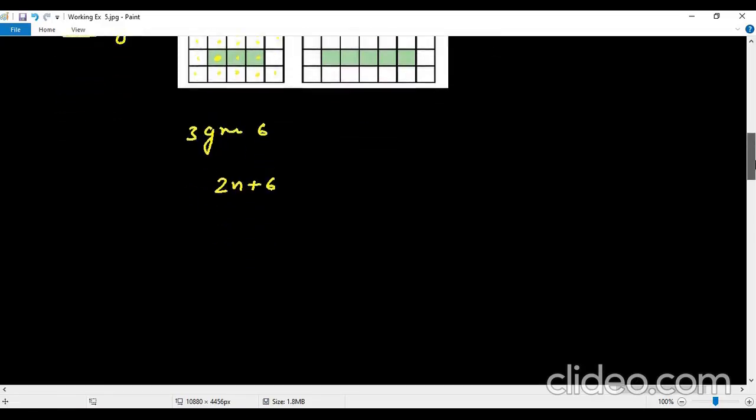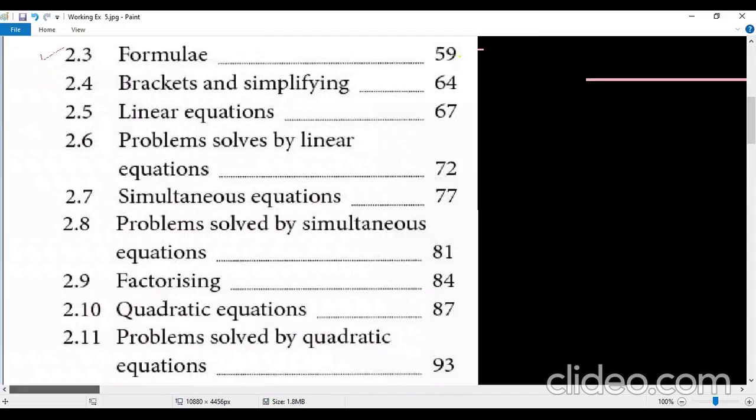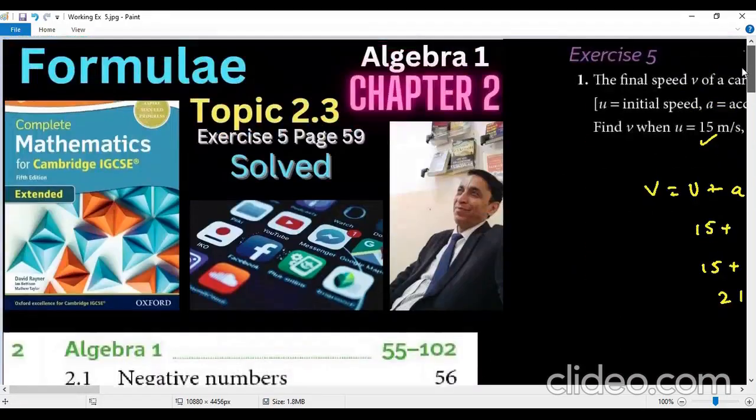There are 11 questions in this exercise, and I'm going to be summing up this exercise. This was exercise 5, and soon after this I'll be uploading exercise 6 and onwards. You'll be getting all the videos continuously.